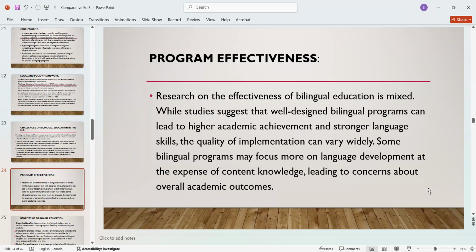Some bilingual programs may focus more on language development, right? So some are trying to do the transition, but some are teaching the language at the expense of content knowledge, leading to concerns about overall academic outcomes.